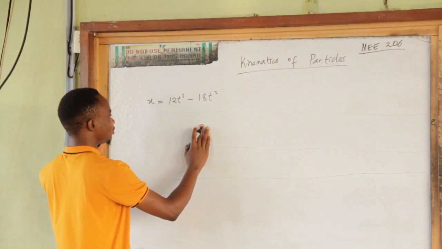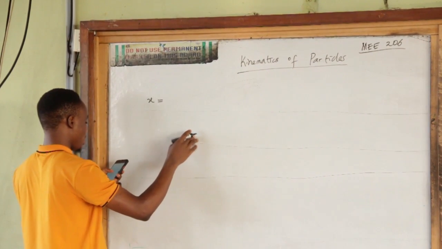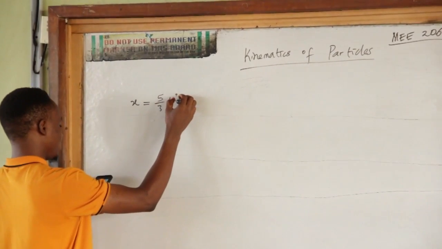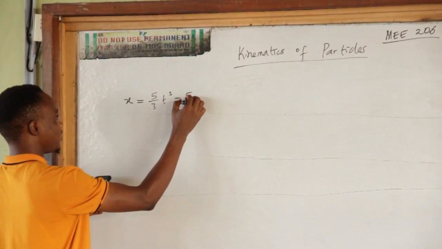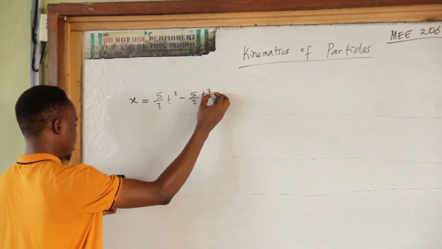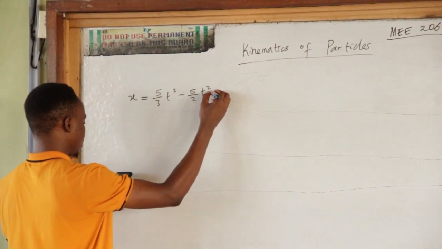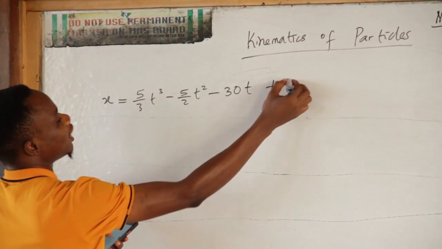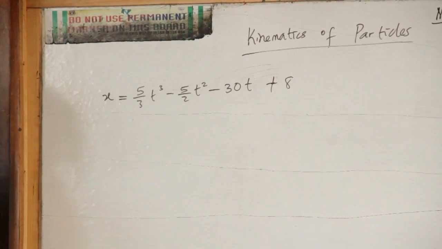What is it I'm writing? 5 over 3 t cubed minus 5 over 2 t squared minus 30t. Okay, I guess this should be plus 8, not plus 8x. Let's work with this and see what it gives us.